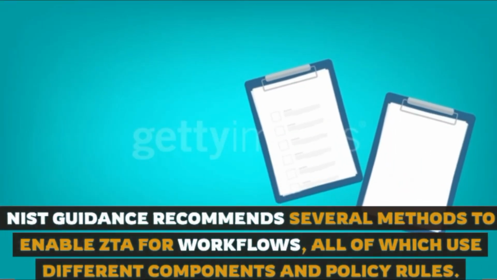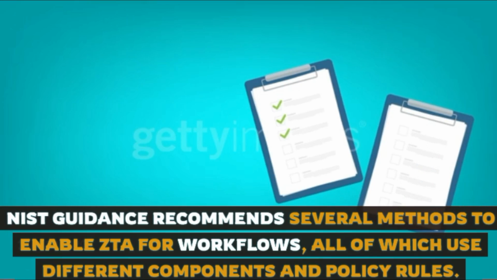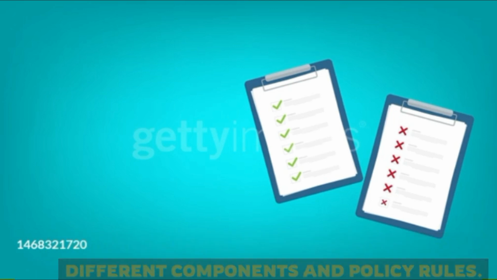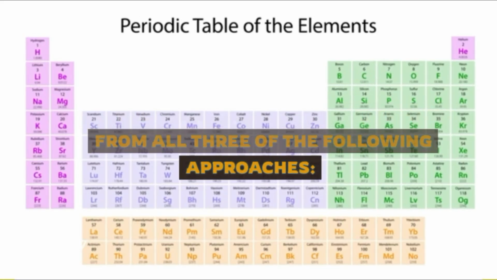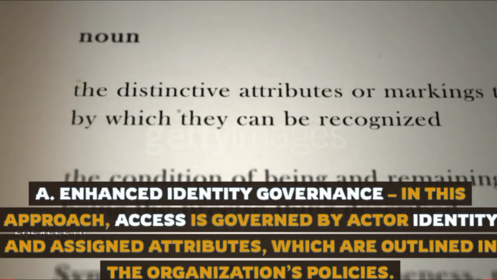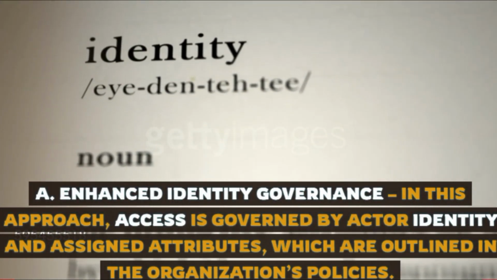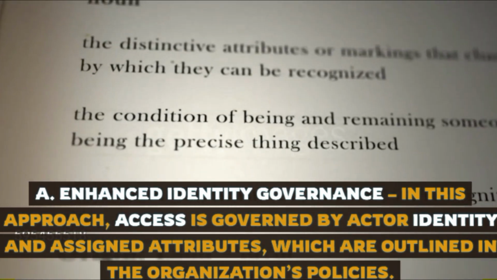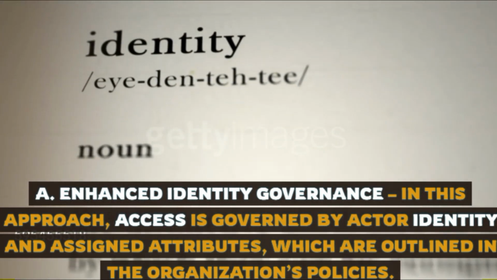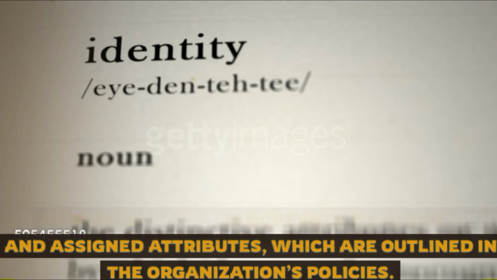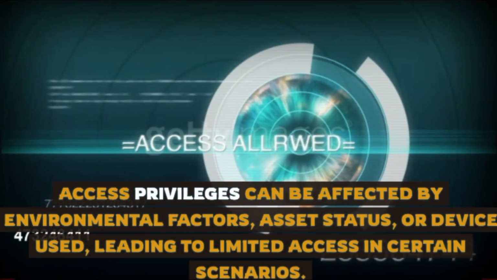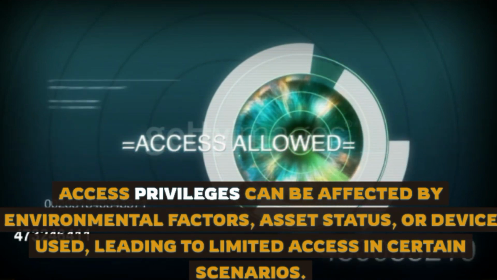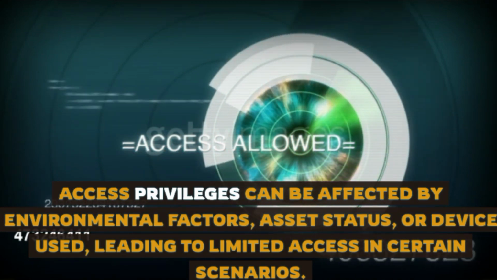NIST guidance recommends several methods to enable ZTA for workflows, all of which use different components and policy rules. Full ZTA solutions use elements from all three of the following approaches. A. Enhanced identity governance. In this approach, access is governed by actor identity and assigned attributes, which are outlined in the organization's policies. Access privileges can be affected by environmental factors, asset status, or device used, leading to limited access in certain scenarios.